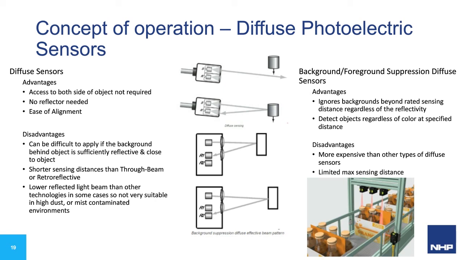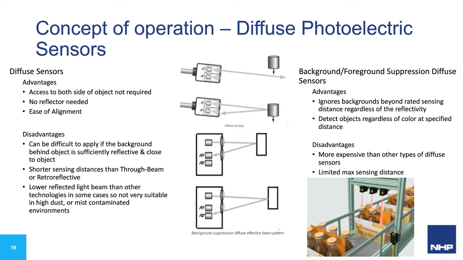Now the advantages of this are they ignore backgrounds beyond the rated sensing distance regardless of the reflectivity, so it won't detect something at 1 meter that's reflecting light if the sensor is only able to detect a 300 mil sensing range. And they can tune the sensing range, ignoring the background and foreground as well, of course.